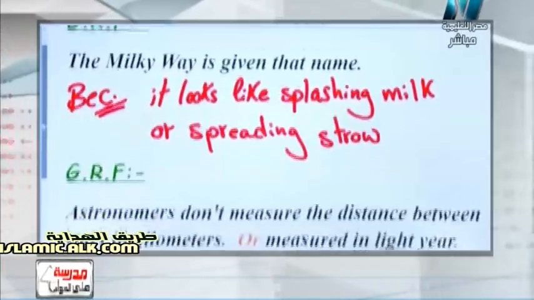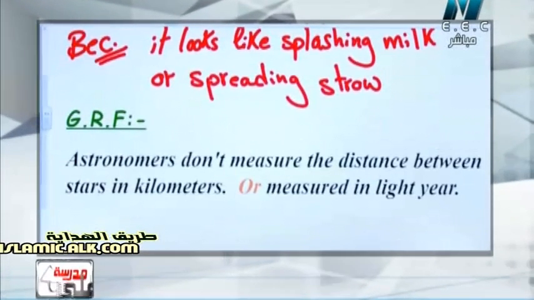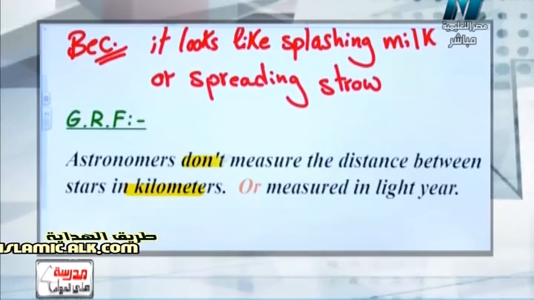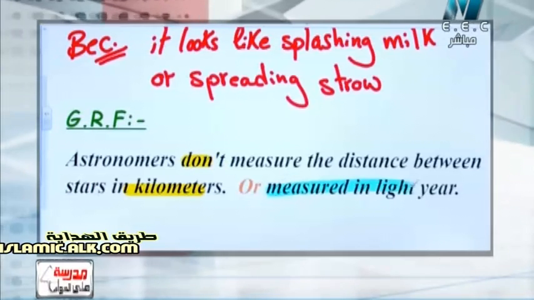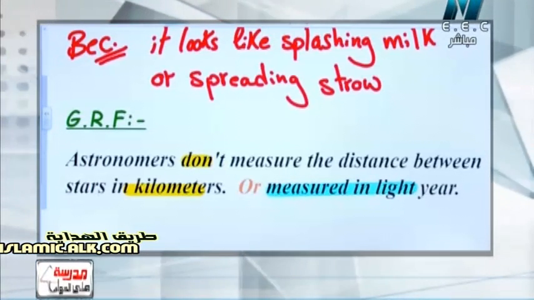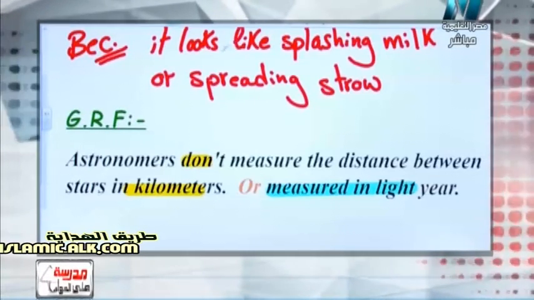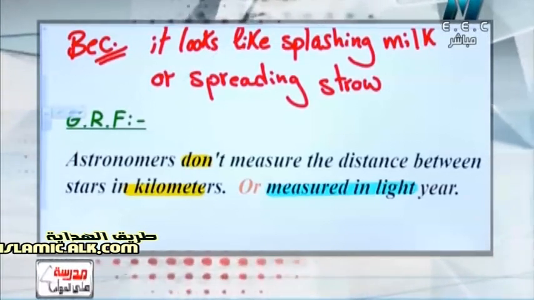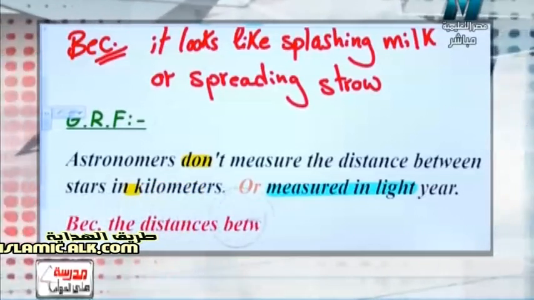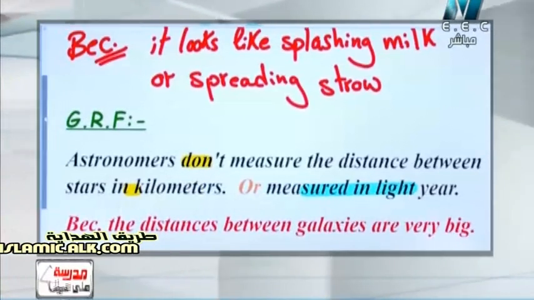So here we have a give reason, as Mr. Rasha says: astronomers don't measure the distance between stars or between galaxies in kilometer. Pay attention, or we have another give reason: we measure by light year. Both have the same answer. Why do we use the light year, or why don't we use the kilometer as a measuring unit? I say because, as we studied before, the distances between galaxies are very big, very huge. The distances between them are huge.